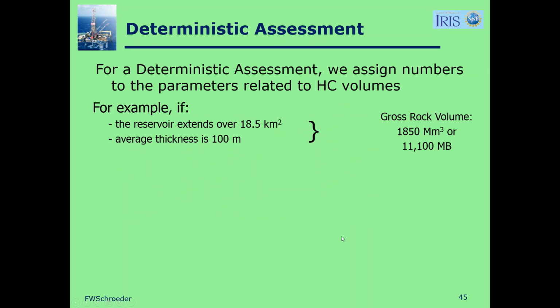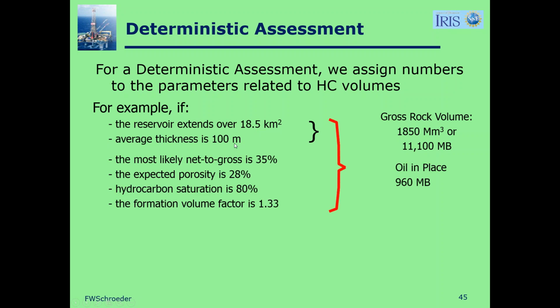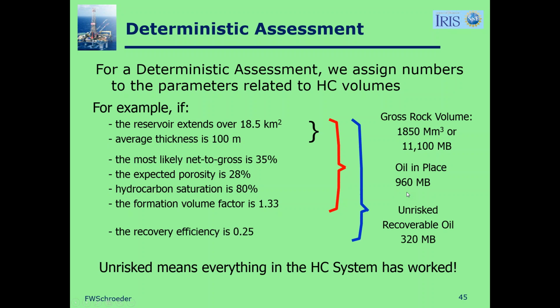So in a deterministic assessment, we might say that the reservoir extends over 18.5 kilometers. It has an average thickness of 100 meters. And so that gives me a gross rock volume. We give it a most likely net to gross and porosity and hydrocarbon saturation and formation volume factor. This is another way to express the expansion factor. And so that will give me an estimate with these numbers that I have 960 million barrels in place.